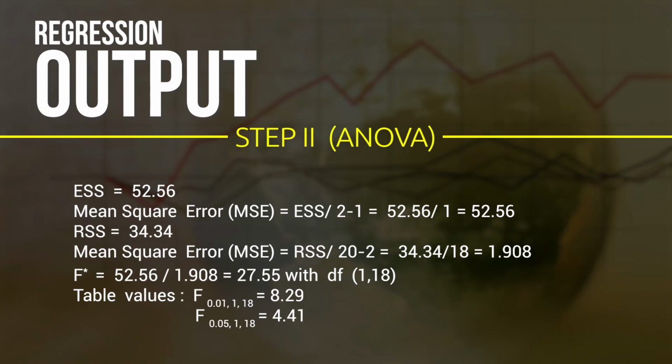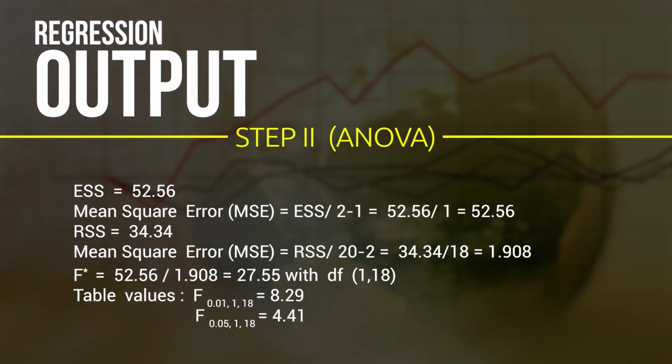Similarly, we have the residual sum of squares, and we divide by the respective degrees of freedom, which is the number of observations, 20, minus 2, which is the alpha and beta to be estimated, and we get 1.908 as the MSE. So by taking the two ratios, we get the F statistic, which has degrees of freedom 1, 18. 1 because of the explained sum of squares, ESS, and 18 because of the residual sum of squares, which is 20 minus 2.